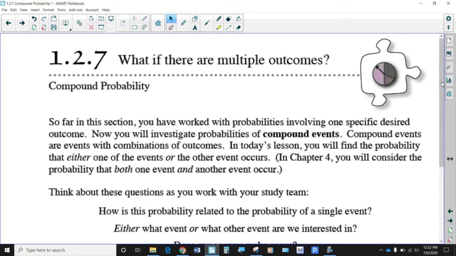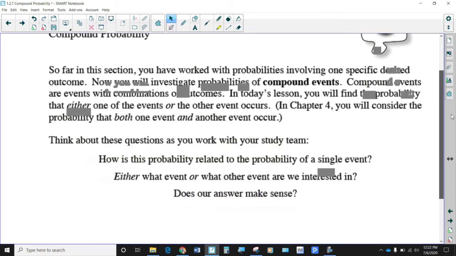Okay, so far in this section, you have worked with probabilities involving one specific desired outcome. Now you will investigate probabilities of compound events. Compound events are events with combinations of outcomes. In today's lesson, you will find the probability that either one event or the other event occurs. And in chapter 4, we're going to focus on the probability of both one event and another one occurring. So you could have an either-or situation or a both-of-these-things-happen situation, which is also compound probability, but involves some different mathematics.